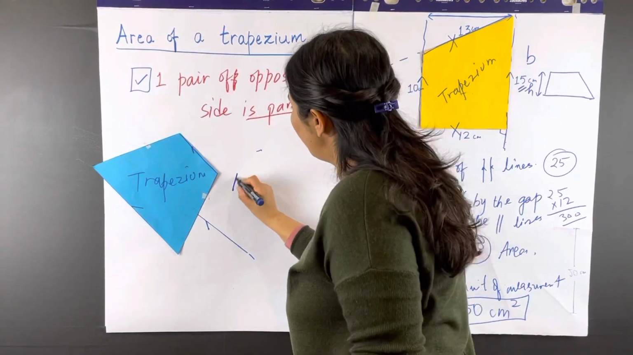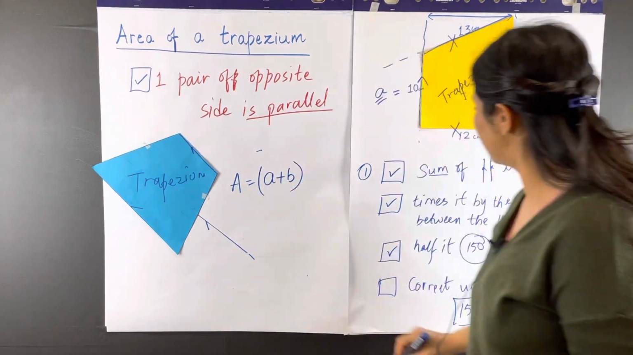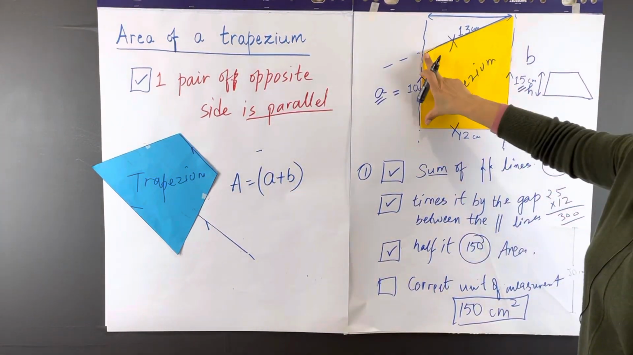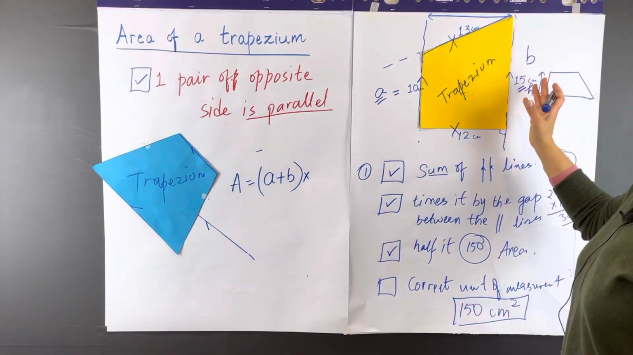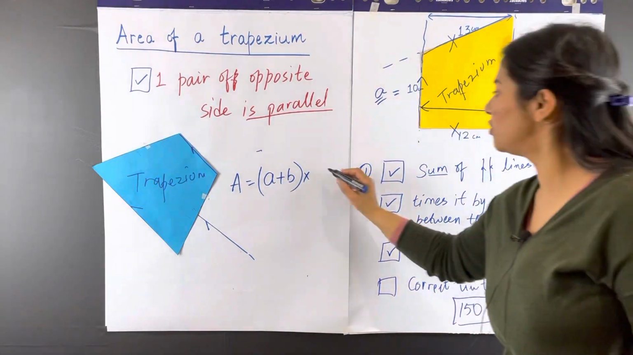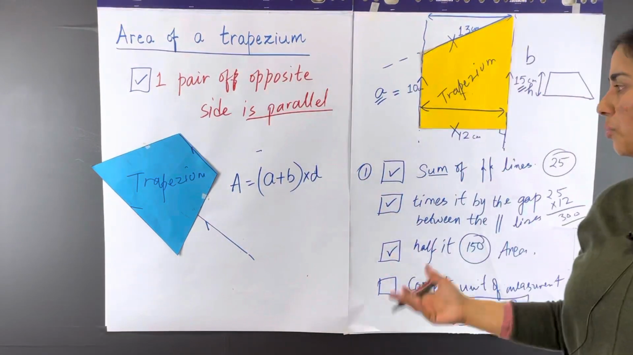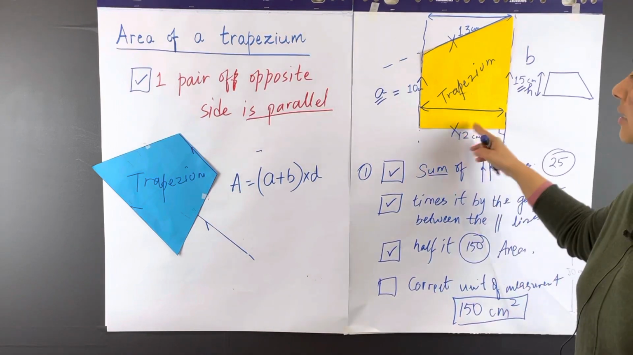Yeah, so the area will be A plus B. That's your first step, isn't it? So the sum of parallel lines, A plus B, times by the height of the trapezium. But in this case, this is not the height, this is the gap between them. So you can just write a D, the distance between the parallel lines, times it by the gap between the parallel lines, which is distance.